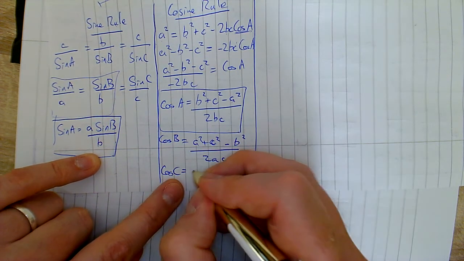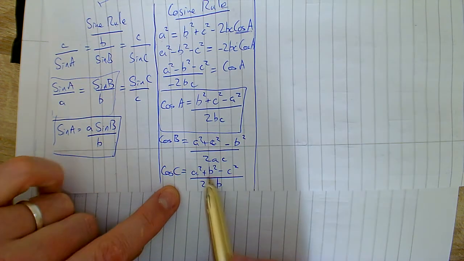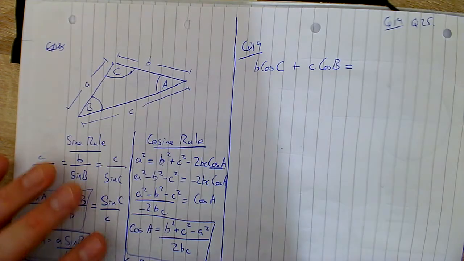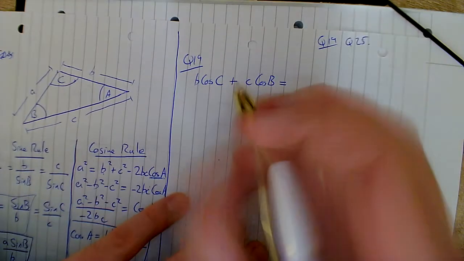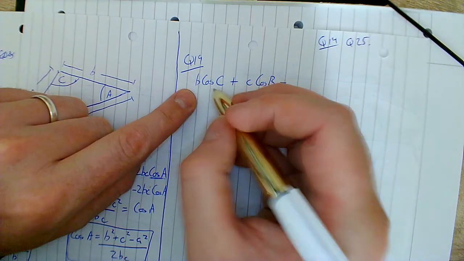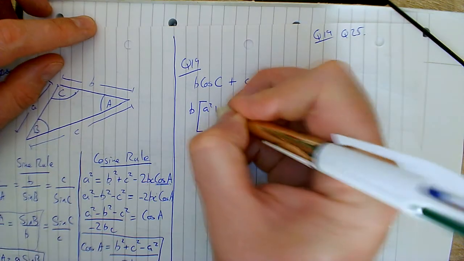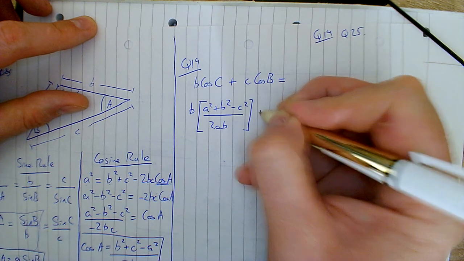That's the notation. So here in question 19, we're going to replace cos c. So that says b times, we're going to replace cos c with this a squared plus b squared minus c squared over twice ab, plus c times, and we're going to replace cos b with a squared plus c squared minus b squared over twice ac. And what we're trying to show in question 19 is that this will all give a. Ultimately, when you work this all out, you're going to find yourself back with an a.